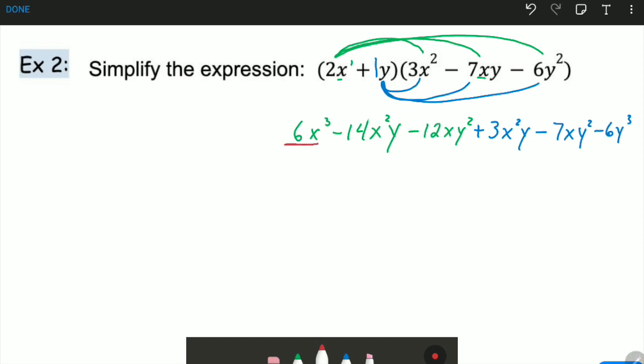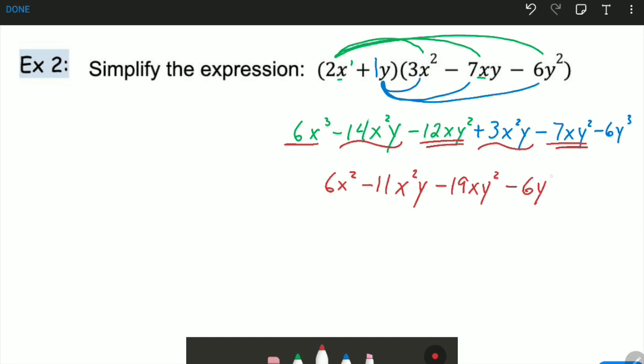But just working from left to right here, there are no other x squared, so that's just going to come down. Let's see. Next, we have negative 14x squared y and any other x squared y's. Yes, we got 3x squared y. So negative 14 plus 3 is negative 11x squared y. And then the next term working from left to right is an xy squared. There's also an xy squared here. So negative 12 minus 7 is negative 19xy squared. Then we have one term that's left, not underlined. So I'm just going to bring down my minus 6y cubed.